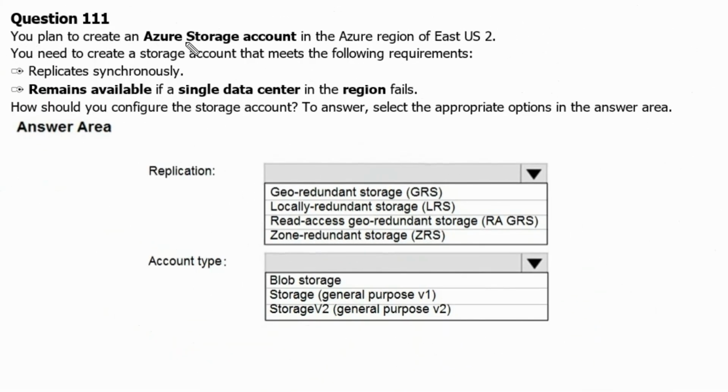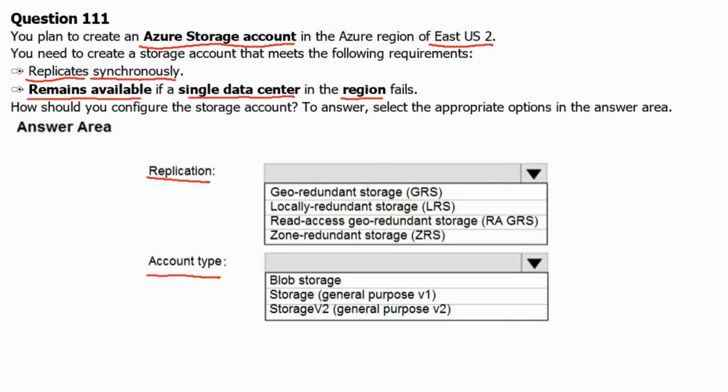You plan to create an Azure storage account in Azure region of East US2. You need to create a storage account that meets the following requirements. The first requirement, it should replicate synchronously, and second requirement, it should remain available if a single data center in the region fails. How should you configure the storage account? There are choices, what replication we have to choose and what account type it should be.